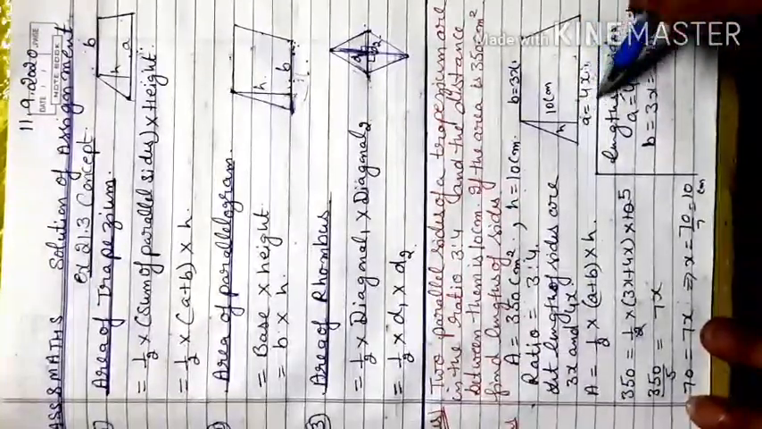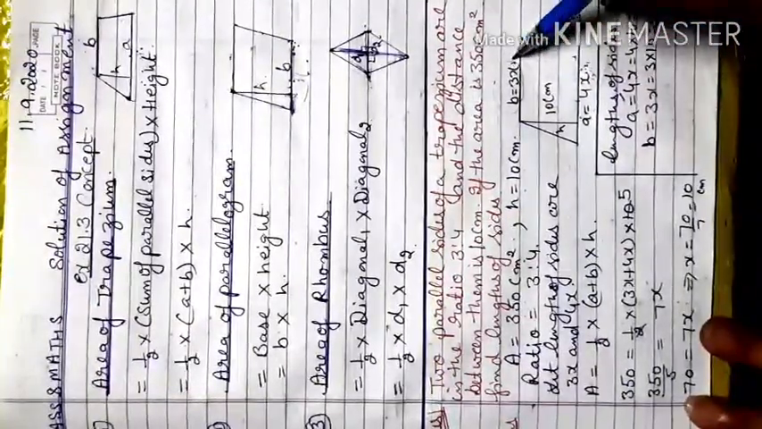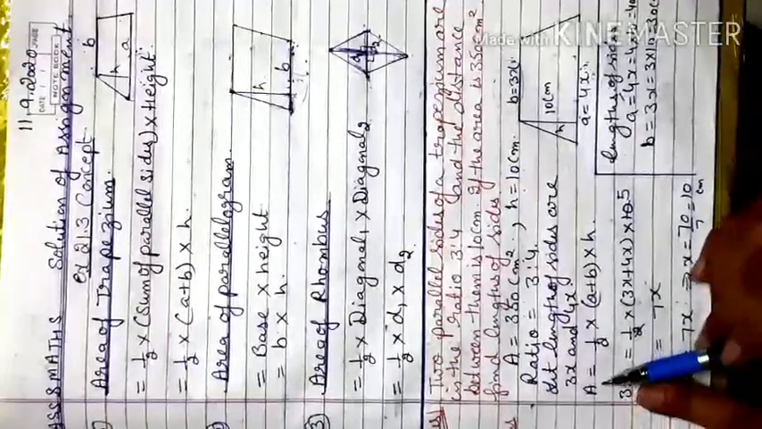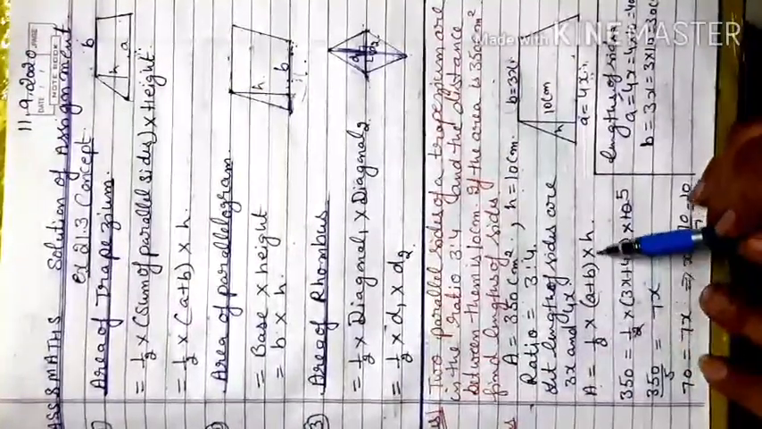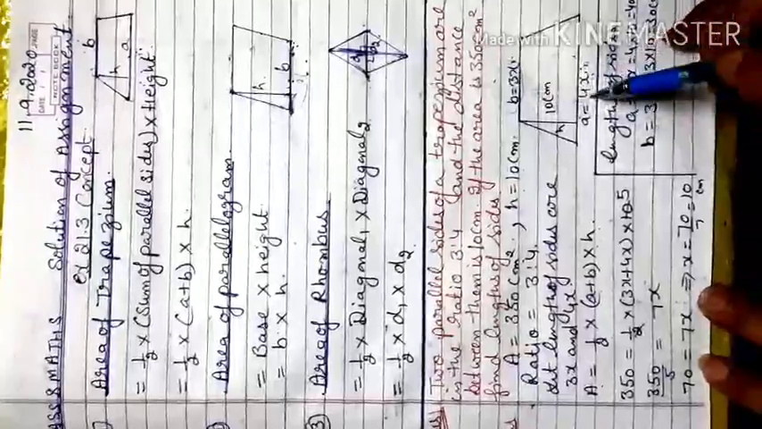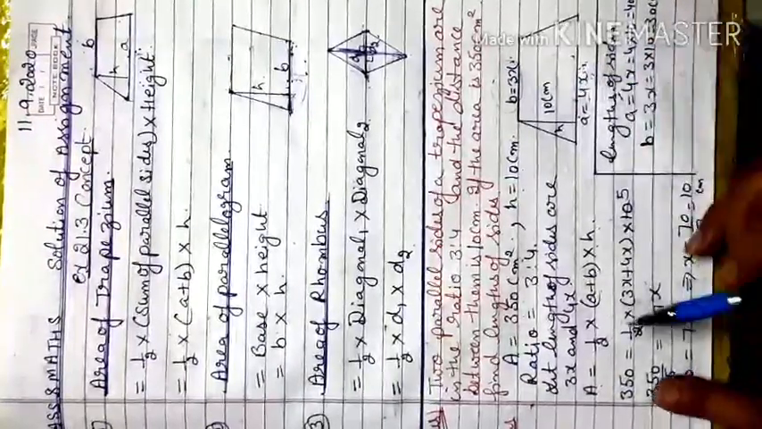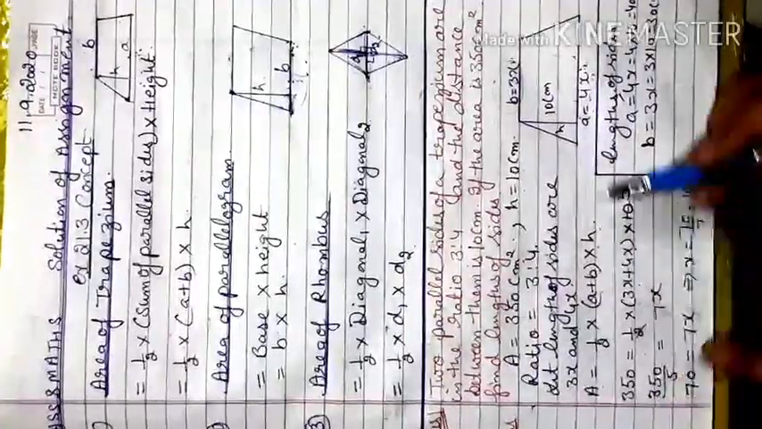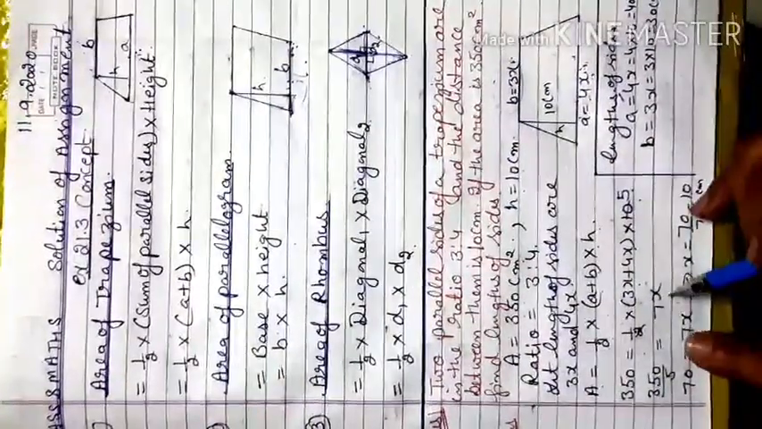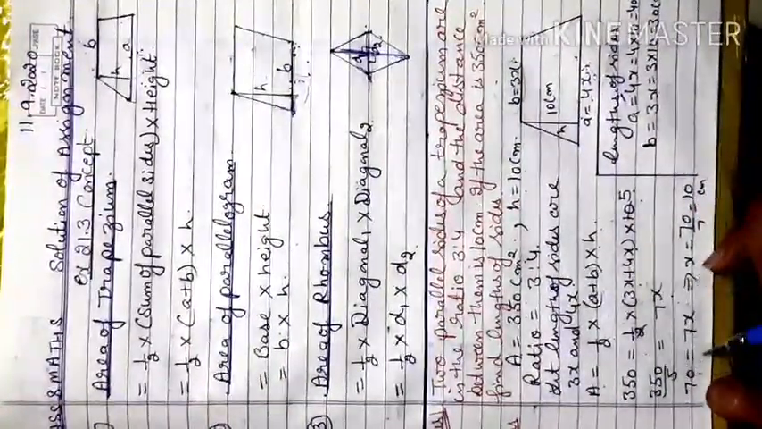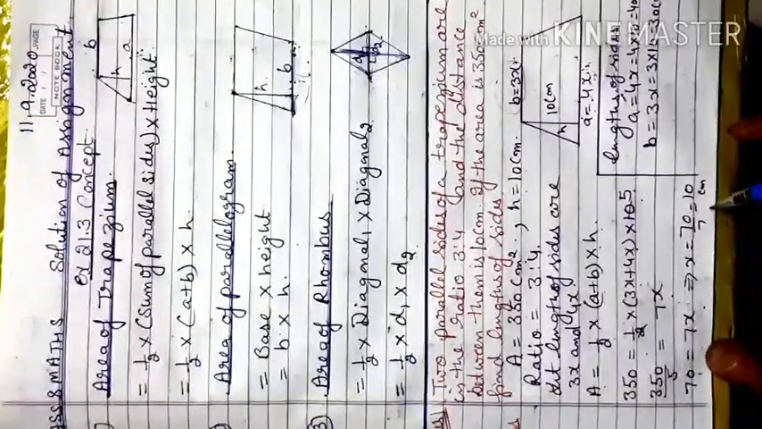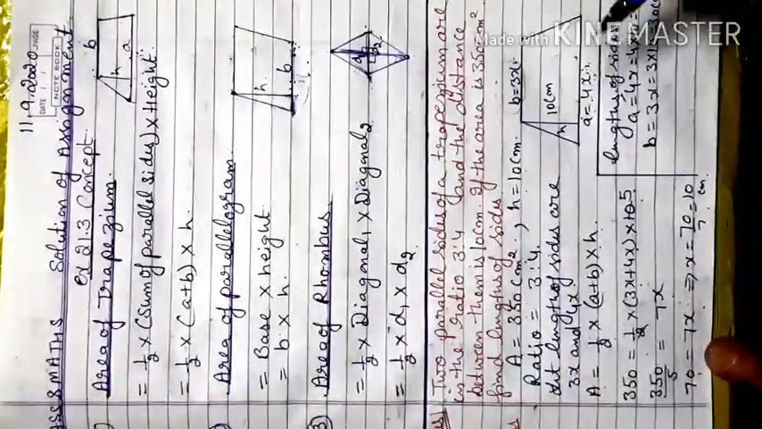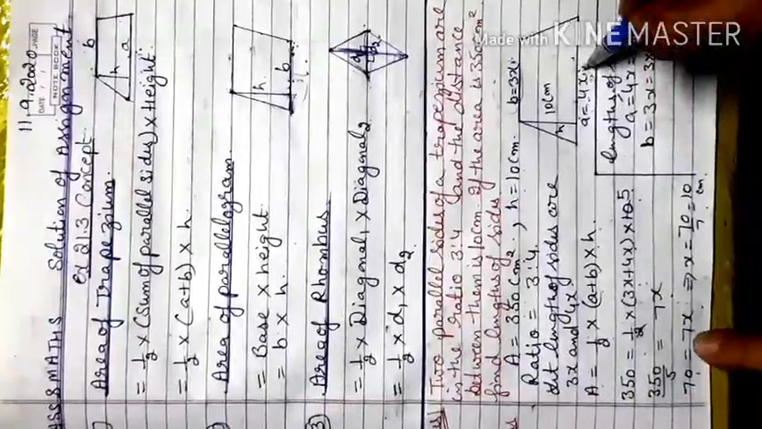So this will be considered as A and this as B. I have the formula, area is equal to half into (A plus B) into H, because I consider A and B as the sides. So the A value is 3x, the B value is 4x, H is 10, and the area is 350. Now 2 fives are 10, here 7x is left. So 70 is equal to 7x, and 70 divided by 7 gives me 10. If I got the value of x as 10, that means this side is 40 and this side is 30 centimeter.